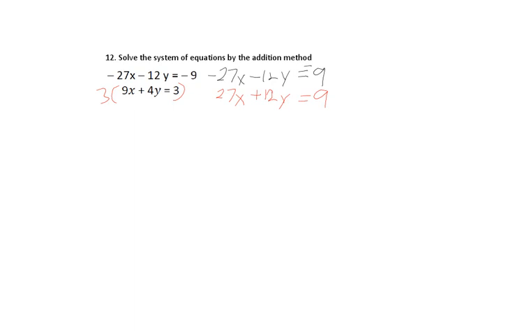You kind of see where this is going. Yes, the 27s will go away. The 12s will go away, leaving 0. But then negative 9 plus 9 is also 0. There's no letters. There's two numbers, but they're both the same. And when that happens, this is a case called infinite solutions.